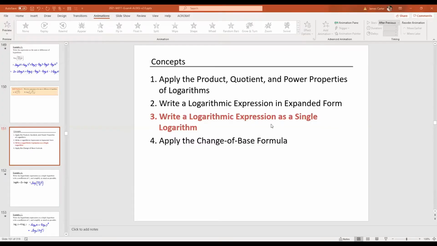Today we're going to begin where we left off yesterday: writing logarithmic expressions as single logarithms.